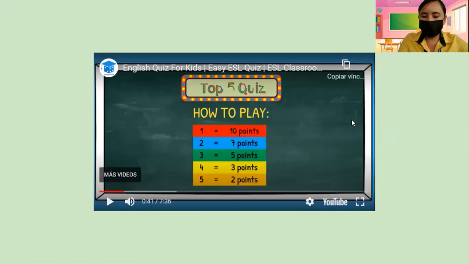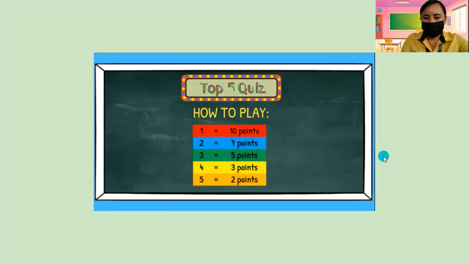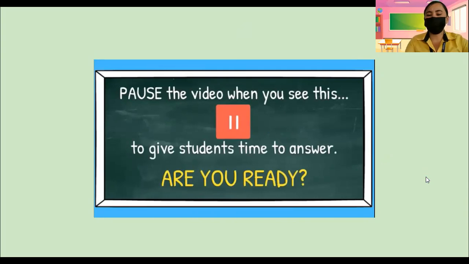Listen, we have in here the instruction. And the instruction says that you have to mention a word. If the word you mention is in the top 5, you're gonna win points. For example, if you say eraser, and if eraser is in category number 5, you're gonna win 2 points. If eraser is in the first top of this, you're gonna win 10 points. In this way, we're gonna play this. Let's start. You have a short time to answer.